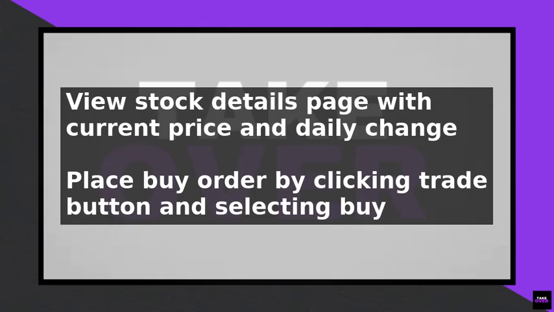A market order will execute your trade at the current market price, while a limit order will execute your trade at a specific price you set. Review your order carefully and confirm the details before submitting it. Once you have submitted your order, it will be executed and you will receive a confirmation.